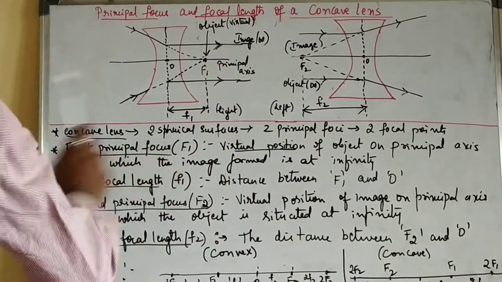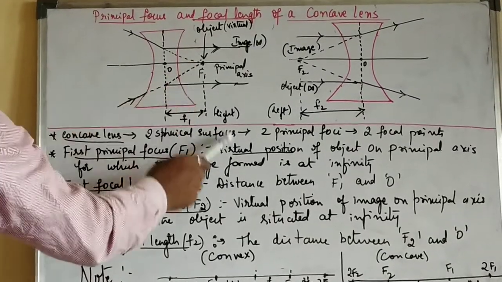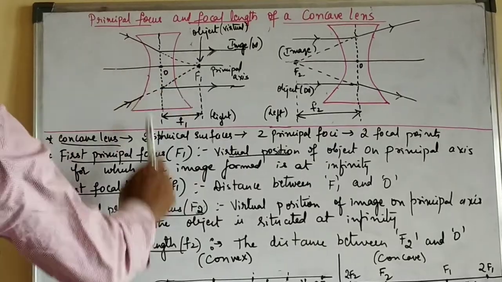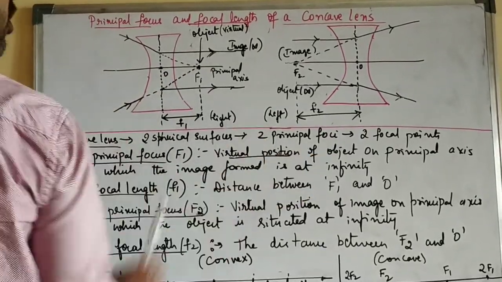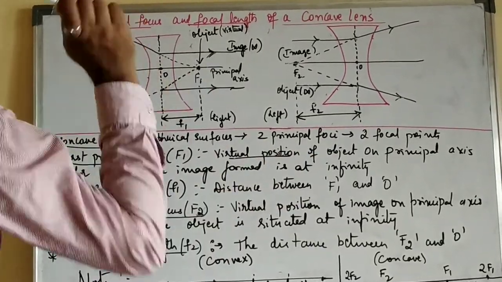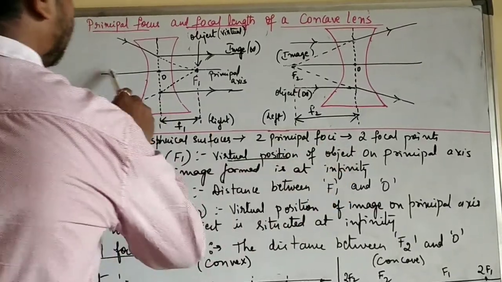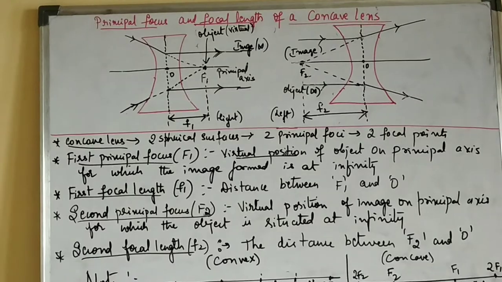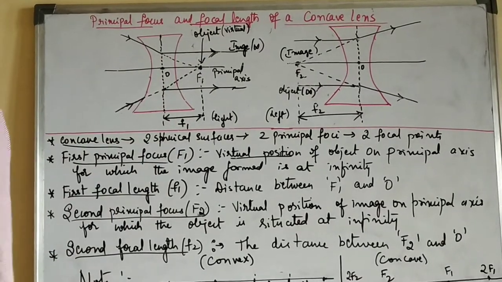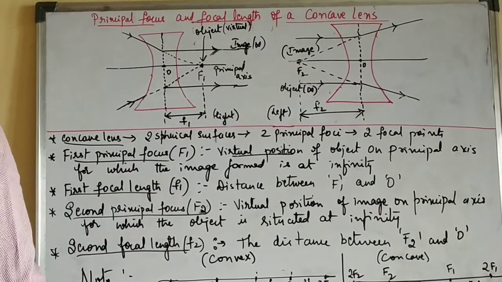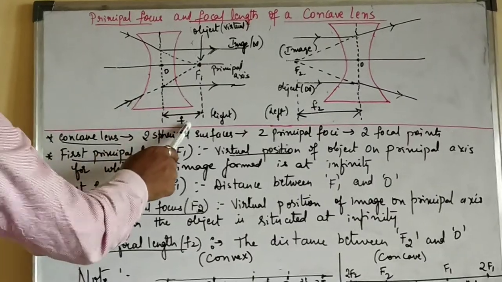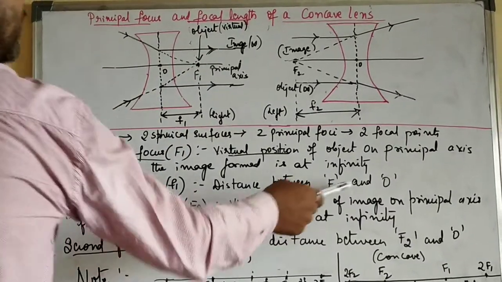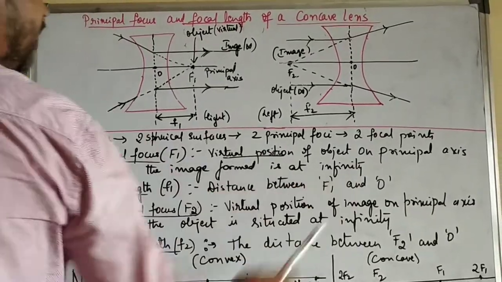Now, what is the first principal focus? The first principal focus is the virtual position. Why? Because you can see here it is behind the lens. It is the virtual position of the object on the principal axis for which the image is formed at infinity, in the convex lens. Next, the first focal length is the distance between the first principal focus and the optical center, that is the distance between F1 and O.